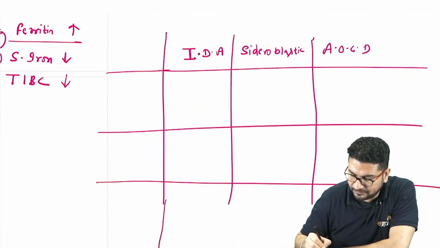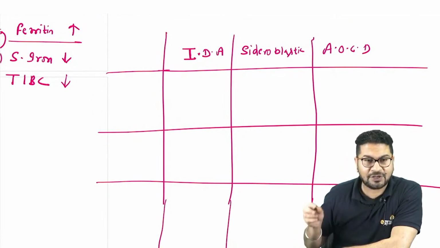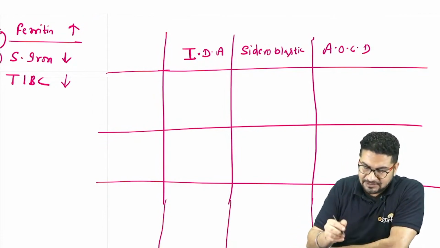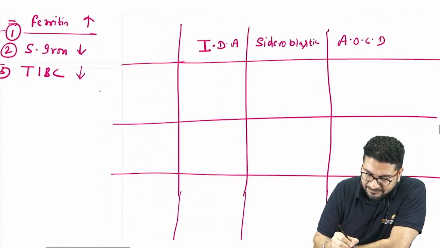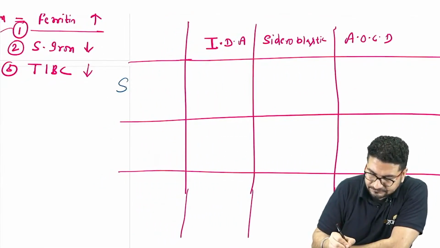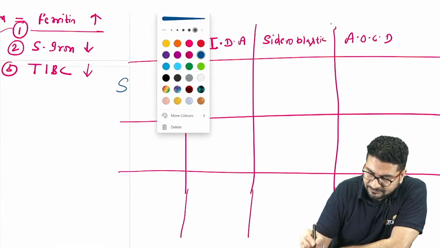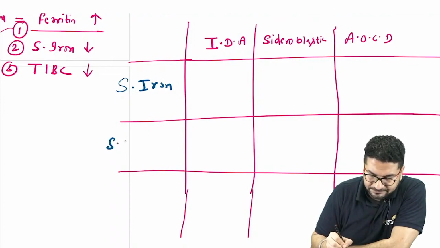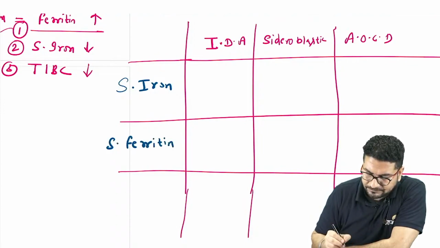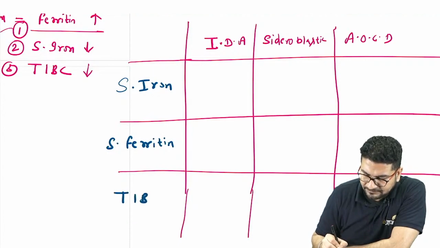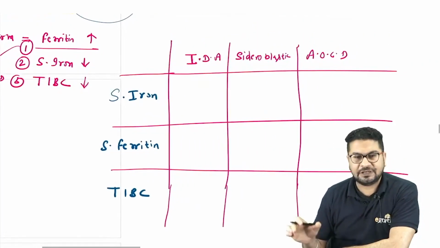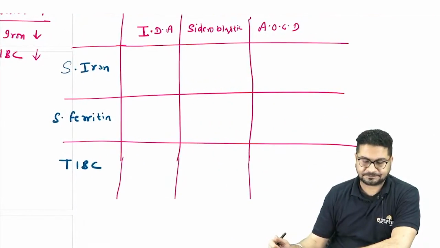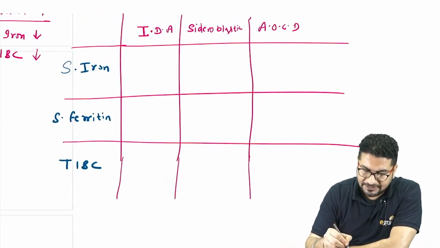First, listen to me very carefully. Just don't blink and see the screen. I told you 3 parameters. The first parameter was your serum iron. The second parameter is ferritin, or serum ferritin, and I told you ferritin is a reflection of your store. And the third parameter is your TIBC. So we need to compare these 3 things. Look at the screen, try to understand this.